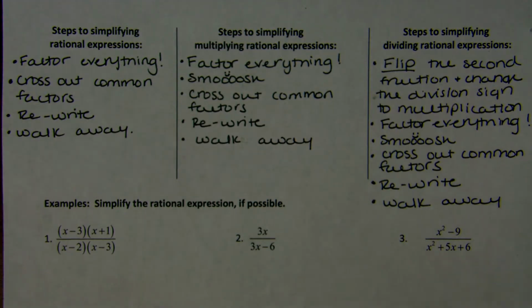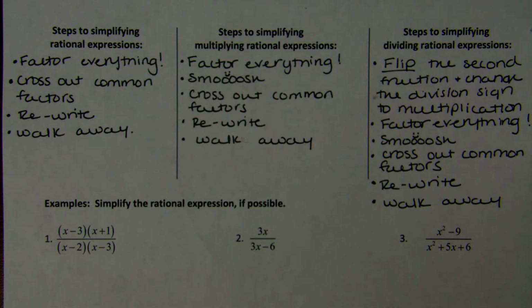Now, when you're multiplying, the first thing you're going to do is factor everything. And then you're going to take your two expressions and you're going to smoosh them together. What that means is you're going to just write everything together, side by side, in one big fraction. That's a Kurdish word, smoosh. If you want to pause the video and practice the word right now, it's a good time to do it. Again, the word is smoosh, and you're going to just shove everything together into one big fraction.